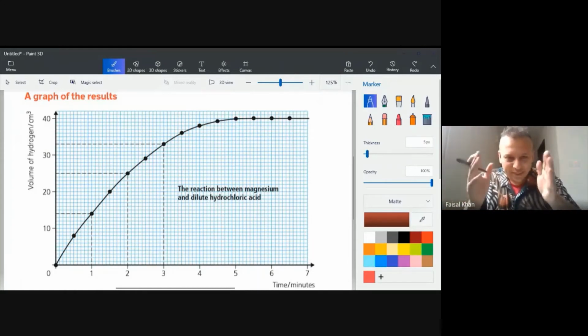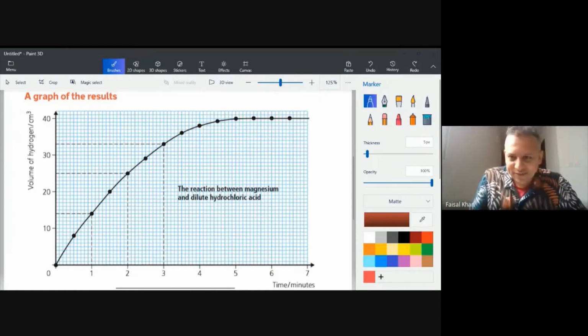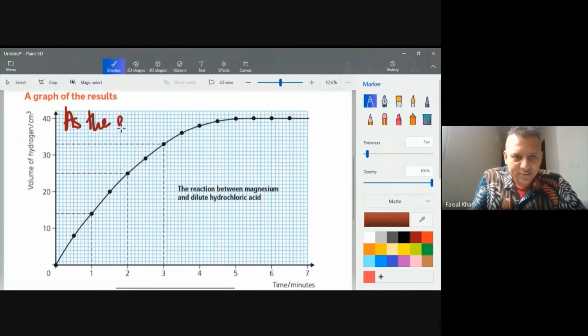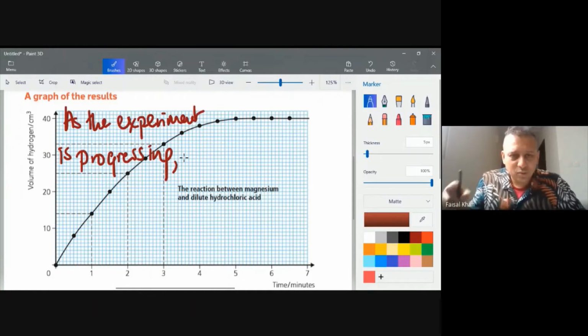So the way to have this sentence, whenever you get a question like this, use the question to structure your answer. The question's asking you about the rate of reaction, so you must refer to the rate of reaction. When you have your sentence, you can start off with, as the experiment is moving... No, just use their word. You don't have to rephrase it. Progressing, comma. Now refer to what they're asking.